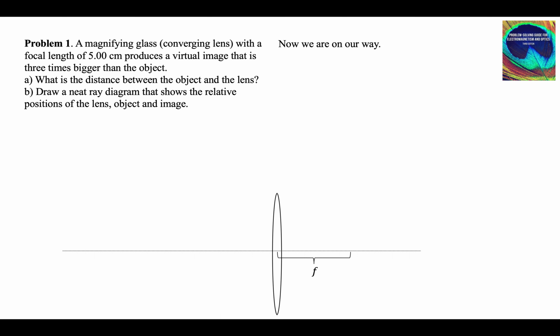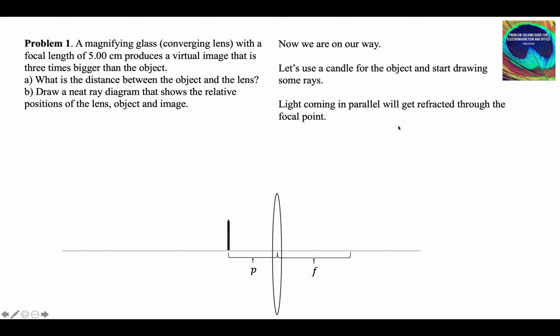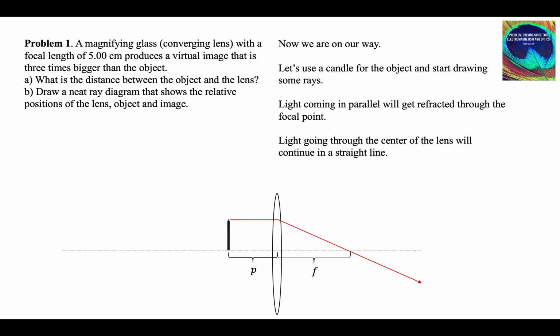We're on our way now. Let's use a candle for the object and start drawing some rays. There's the candle. We have to be somewhat careful here. We want to have p about 2/3 of f. That should be 3 1/3 centimeters roughly, and that's 5 centimeters. Light coming in parallel will get refracted through the focal point, like that. Light going through the center of the lens will continue in a straight line.